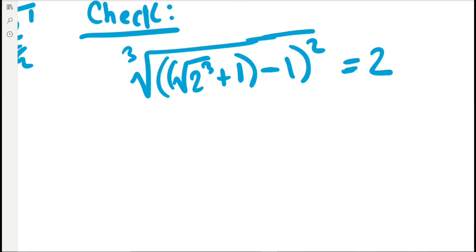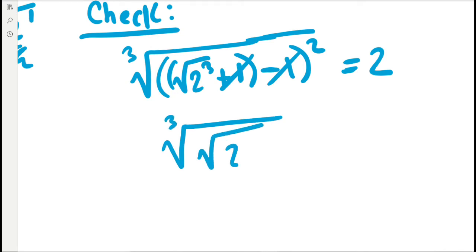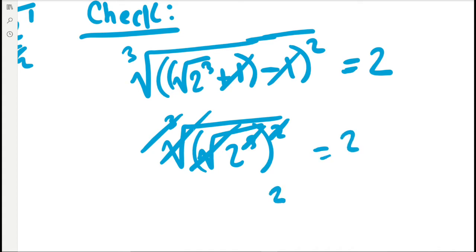Okay, so now the plus 1 here and the minus 1 here cancel, and now we have the cube root of the square root of 2 cubed, and then this is going to be squared. So notice that this square cancels out with the square root here, and this cube cancels out with the cube root here. So that leaves me with 2. So I get 2 is equal to 2.